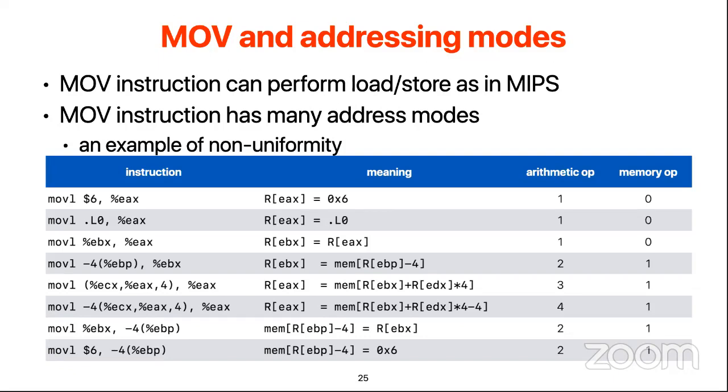As you can tell, you can move a value to a register. In this way, it's like load immediate, and it's only an arithmetic instruction. It doesn't access memory. You can move a register value to another register. So this is still arithmetic. However, you can move the content of a memory address to a register, as we will see here. And this is exactly like the load instruction in the MIPS instruction set architecture.